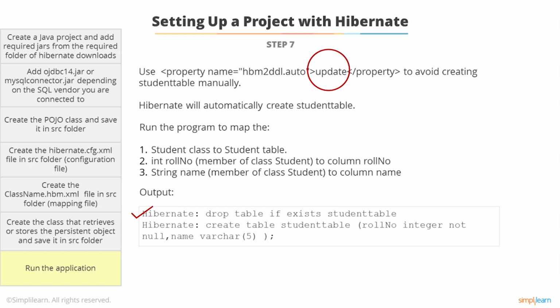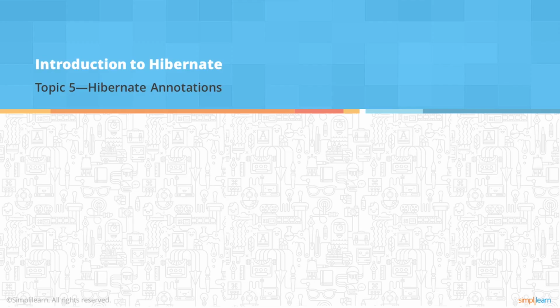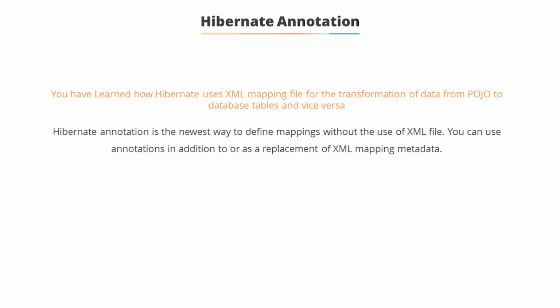Let's talk about annotations in Hibernate. You have learned how Hibernate uses an XML mapping file for the transformation of data from POJO to database tables and vice versa. Hibernate annotations is the newest way to define mappings without the use of an XML file. You can use annotations in addition to or as a replacement of XML mapping metadata. So if you're using annotations, you do not need to create a separate XML mapper file which will map the attributes inside your class to the fields in the database.